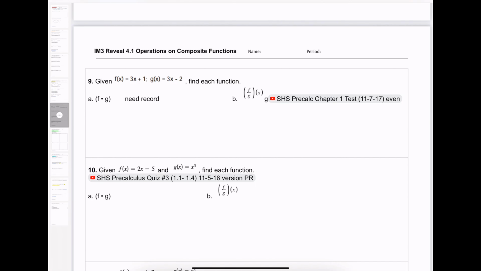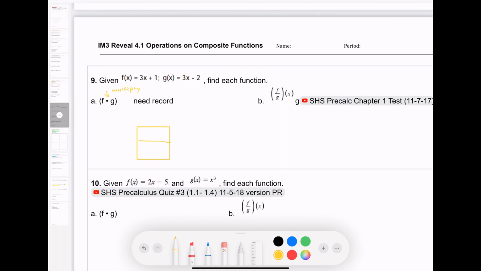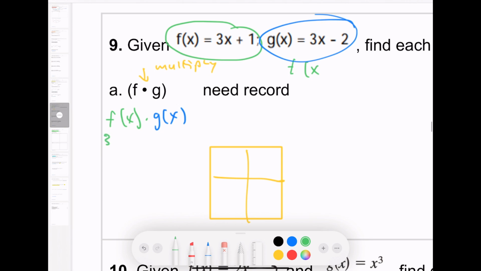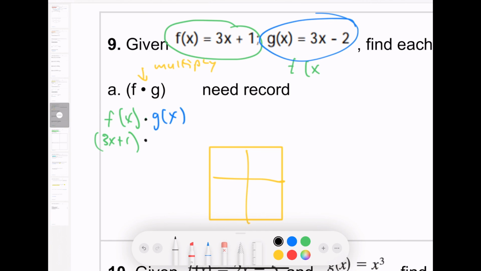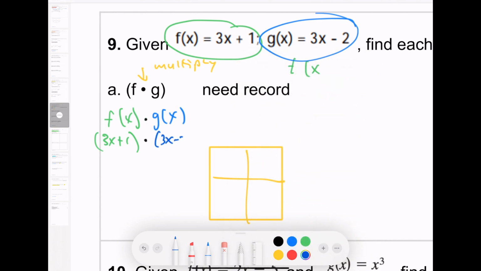All right, question number 9 says f of x and g of x, we have to do these math operations. It's telling us to multiply. And when I multiply these two, let's call this the green. So f, put it over here, f of x times g of x, blue. Then f of x is 3x plus 1 times g of x, which is 3x minus 2.